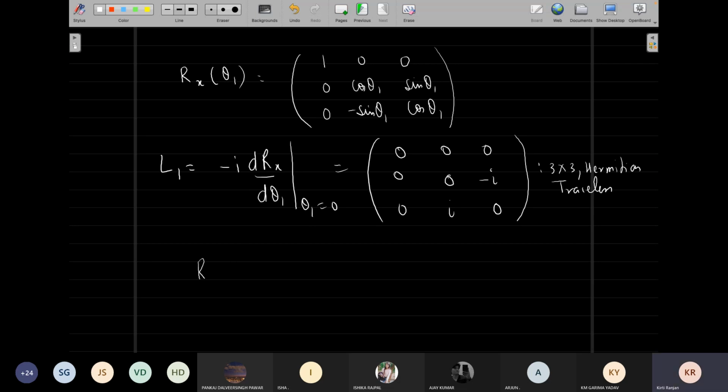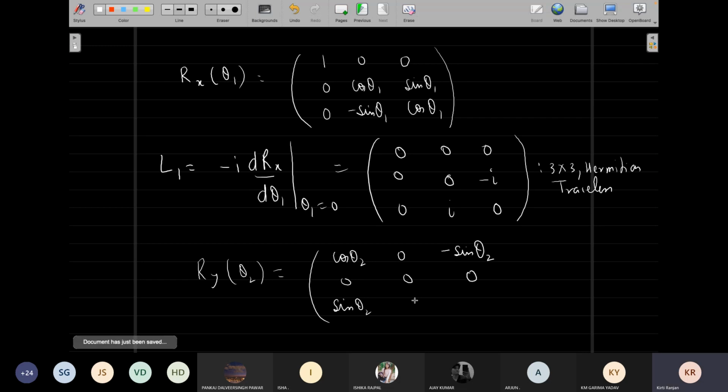Now I should give you R_y(θ2) also, just to make this complete. And this looks interesting. cos θ2, 0, and you will find that this turns out to be minus sin θ2. And here it will be sin θ2. So 0, 0, 0, and there is some 1. Where should I write 1? The middle term. Which one should I remove? Second row, middle, which is the center. And what should I write there? 1. Excellent.